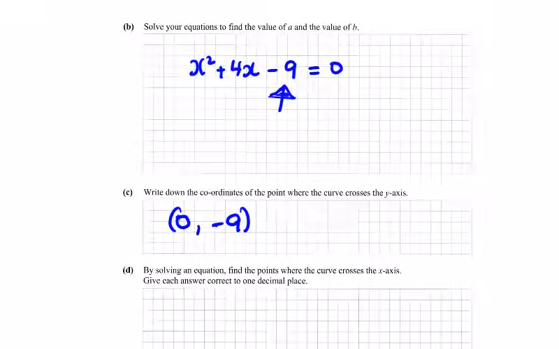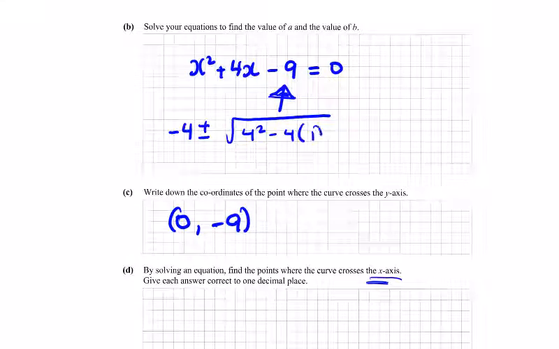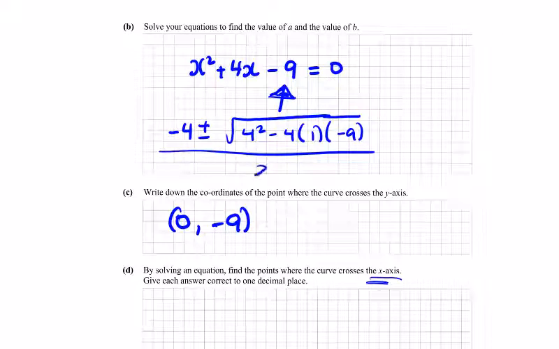And by solving an equation, find the point where it crosses the x-axis. So this is the quadratic formula. This doesn't factorize. So we have minus 4 plus or minus, you've seen the quadratic formula already, square root of b squared minus 4 times a times c, all divided by 2a. So put this into your calculator, 2 times 1.